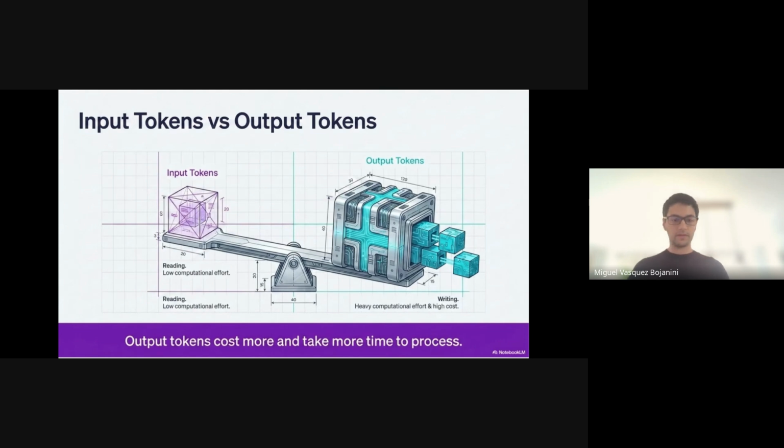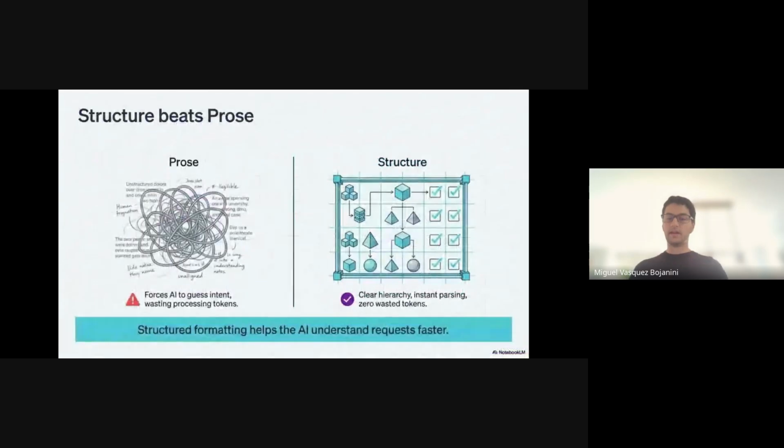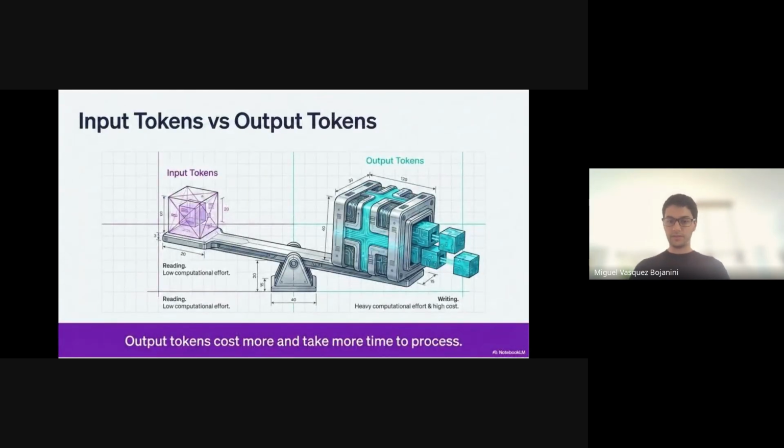Okay, so he talked about some markdown capabilities, but the main takeaway of this slide is that output tokens cost more and take more time to process. That is one of the main points that we need to know for optimization. Are there any questions about this? If not, we can move on to the structure.